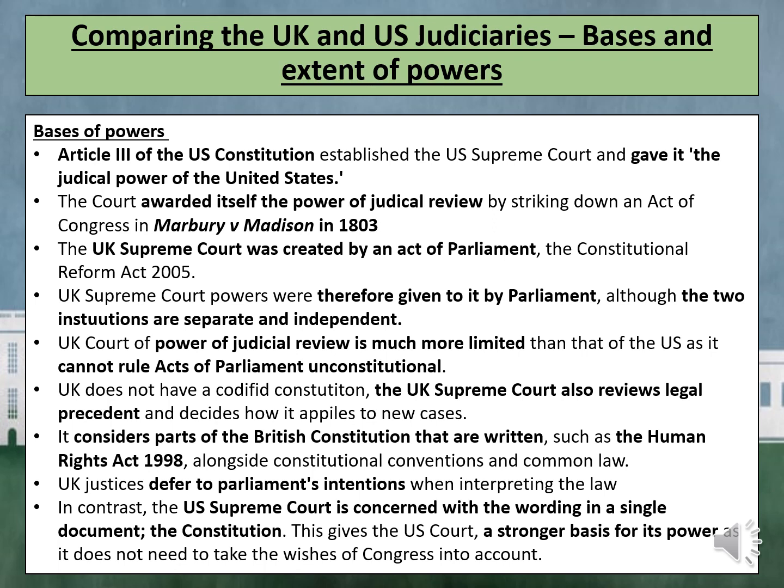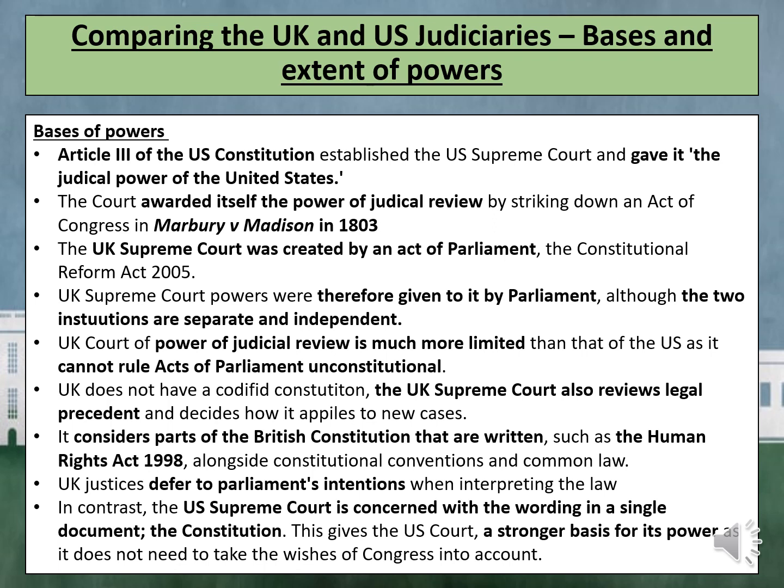The court awarded itself the power of judicial review by striking down an act of Congress in Marbury v. Madison in 1803. The UK Supreme Court was created by an Act of Parliament, the Constitutional Reform Act of 2005. The UK Supreme Court's powers were therefore given to it by Parliament, although the two institutions are separate and independent. The UK Court's power of judicial review is much more limited than that of the US, as it cannot rule Acts of Parliament unconstitutional.